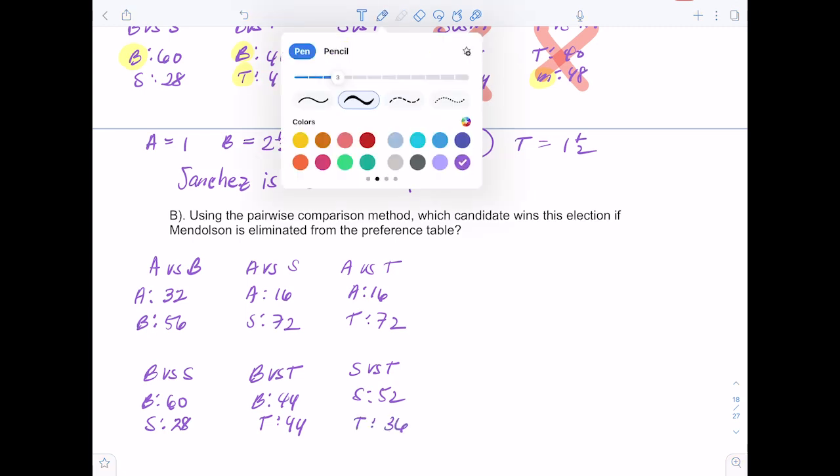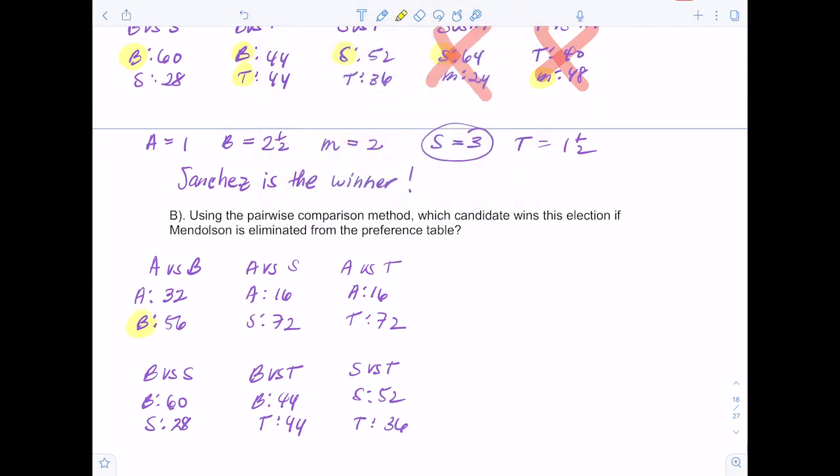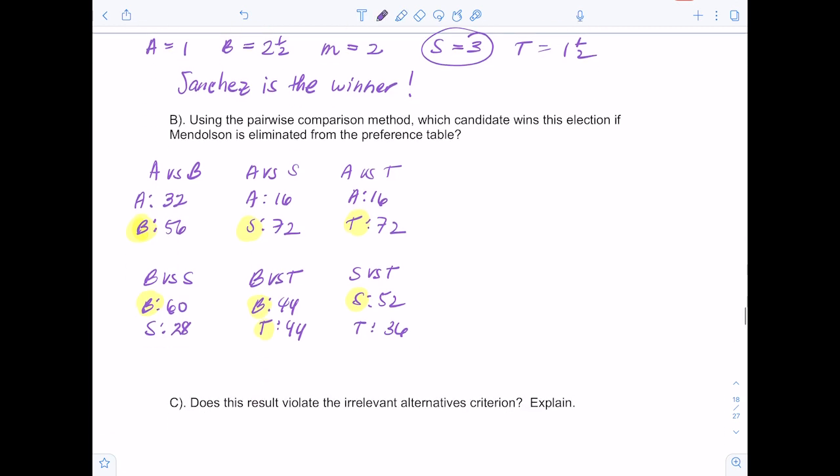Okay, so let's go through and figure out who won now. So here we have B, S, T, B. Here it was a tie again, and S. So if we go through now, it doesn't look like A won at all, so A got 0 points. B is 2.5. S is 2. And T is 1.5. So as you can see, Bakari is the winner.